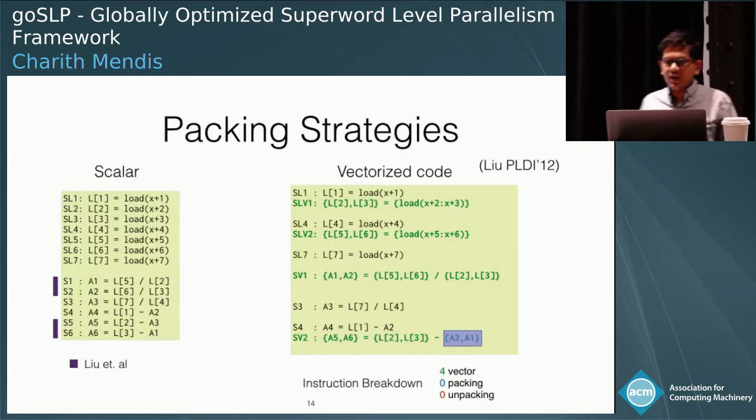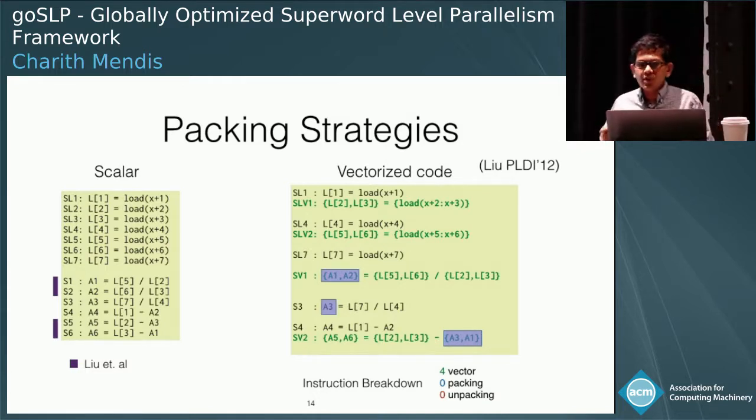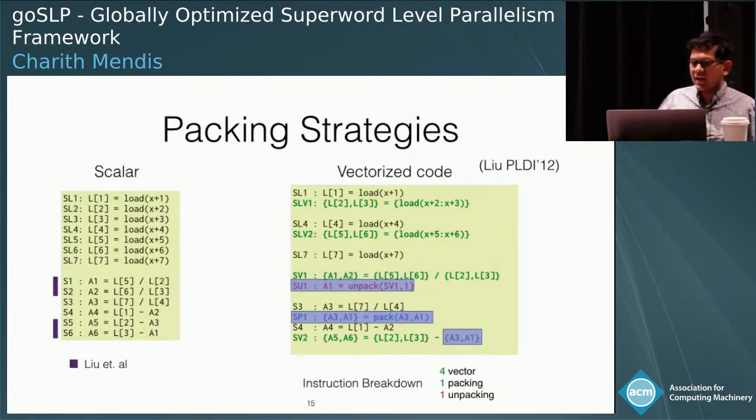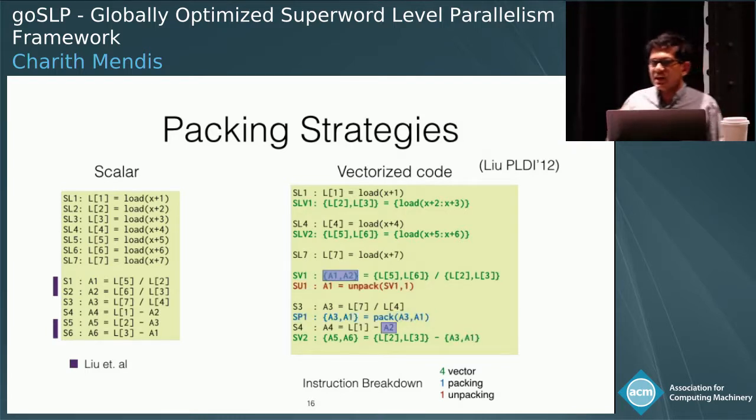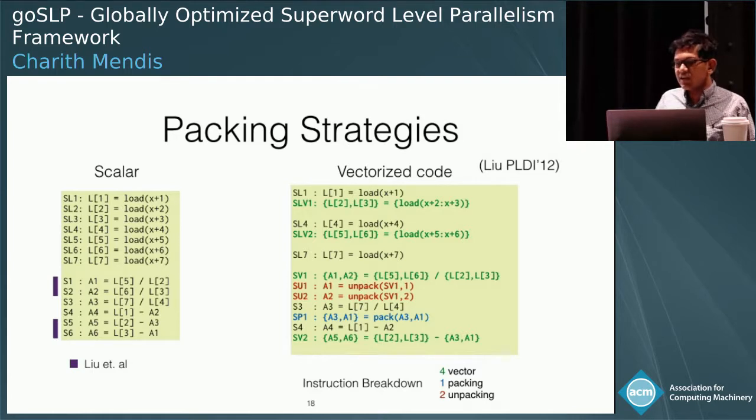However, if you look at A3 and A1, A1 is packed with A2, whereas A3 is still scalar. So in order to create this pack, you need to first unpack A1 out of the pack A1, A2, and repack it with A3. This incurs two overhead instructions, one for unpacking and the other for packing. Finally, the compiler needs to see whether there are scalar users outside of the vectorized instructions. And here, scalar statement S4 uses A2, which is already packed with A1. So the compiler needs to emit another unpacking instruction to make this code correct. Finally, their strategy actually generates four vector instructions and three overhead instructions.